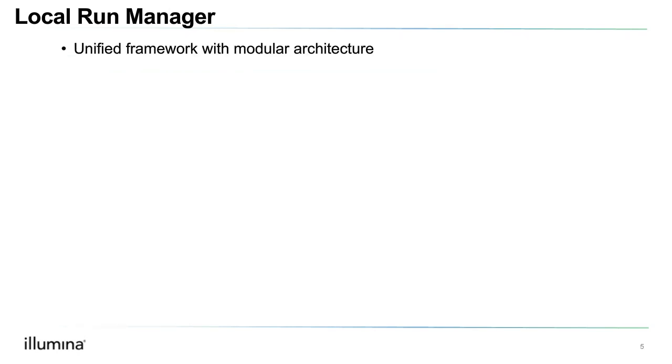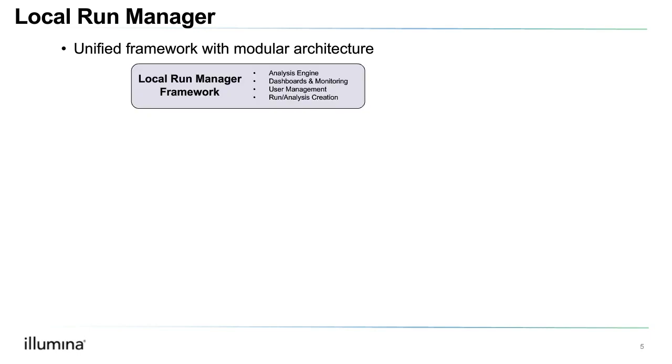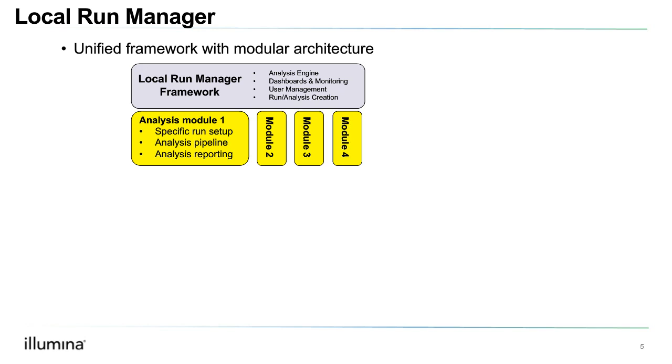Local Run Manager is a unified framework with a modular architecture. The framework provides the analysis engine, the dashboard, monitoring, and tasks such as user management and run and analysis creation. On top of the framework, you can install specific modules, and each module has its own setup, analysis pipeline, and analysis reporting. After the run setup, Local Run Manager communicates with the control software so that you can select the planned run from the instrument control software.